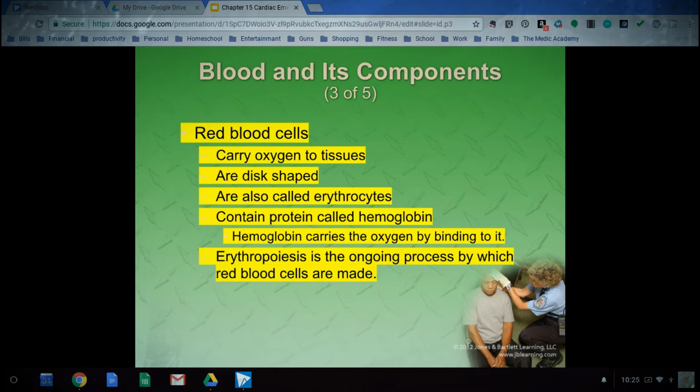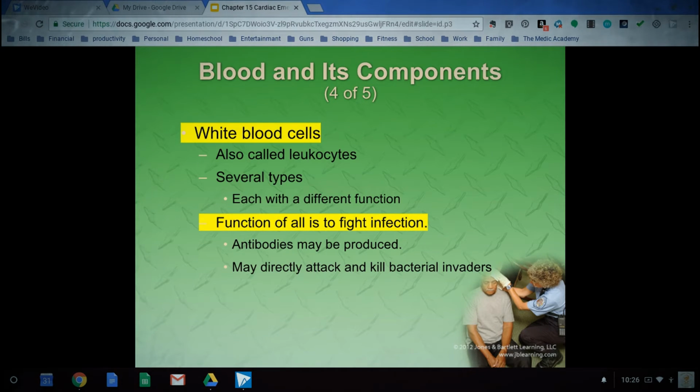Red blood cells carry oxygen to tissues, are disc-shaped, and are also called erythrocytes. Now, these contain proteins called hemoglobin, and this hemoglobin attaches to oxygen and carries it throughout the body. Without this hemoglobin, we would not be able to transport oxygen. Erythropoiesis is the ongoing process by which red blood cells are made, and this normally happens within the bone marrow. Blood cells are constantly dying, so we have to be constantly regenerating these red blood cells to maintain homeostasis.